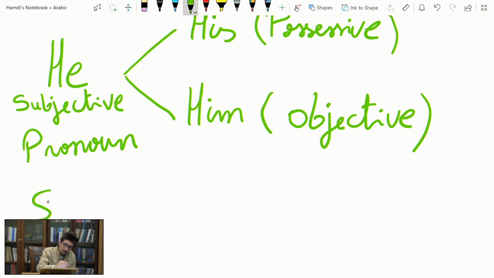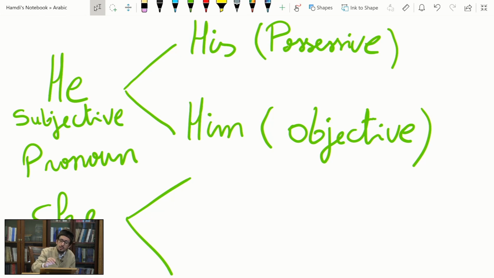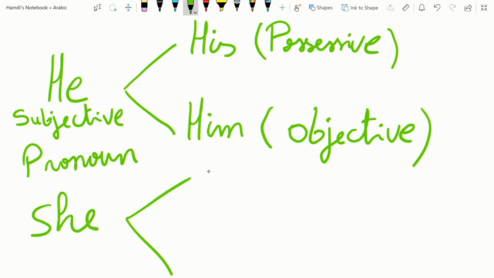We have she, gives us what? Her pen. But also say that's her pen. Say like his pen, her pen. But if you want to say the equivalent of him, it's also her. Okay.